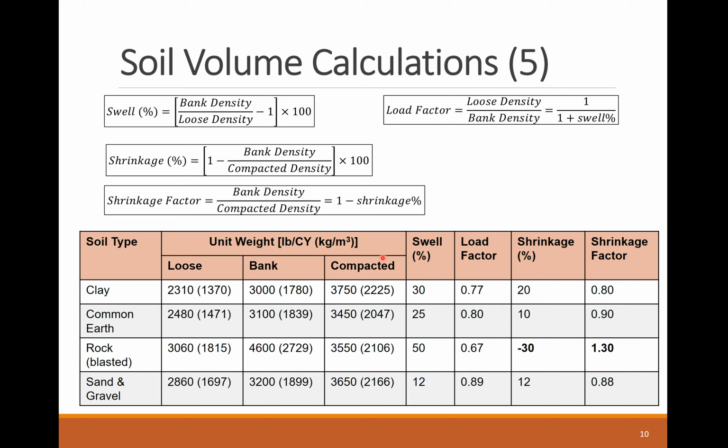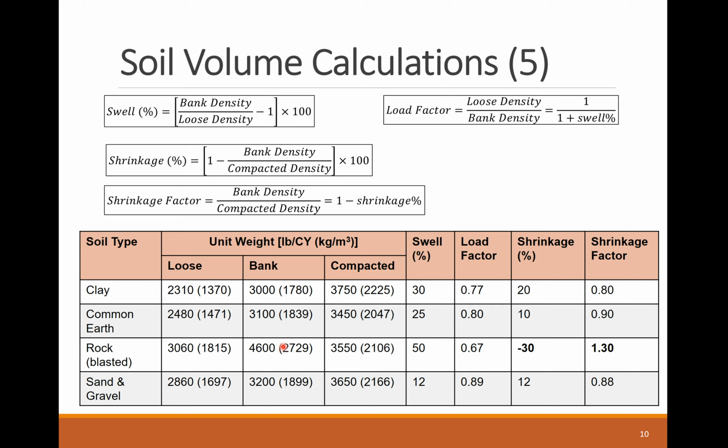pounds per cubic yard and kilograms per cubic meter. The table shows only 4 soil types: clay, common earth, rock, and sand and gravel.